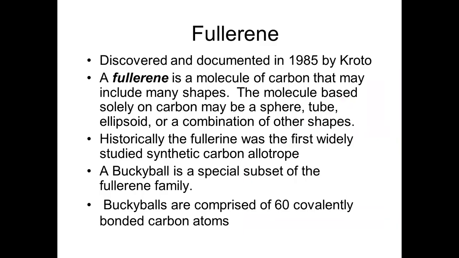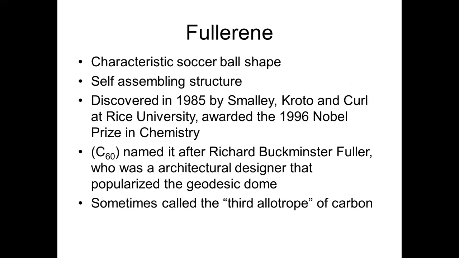Fullerenes were discovered and documented in 85 by Kroto. A fullerene is a molecule of carbon that may include many shapes. The molecule is based solely on carbon and might be a sphere, a tube, an ellipsoid, or a combination of these shapes. Historically, the fullerene was the first widely studied synthetic carbon allotrope, and the buckyball is a special subset of the fullerene family. The quintessential buckyball is comprised of 60 covalently bonded carbon atoms.